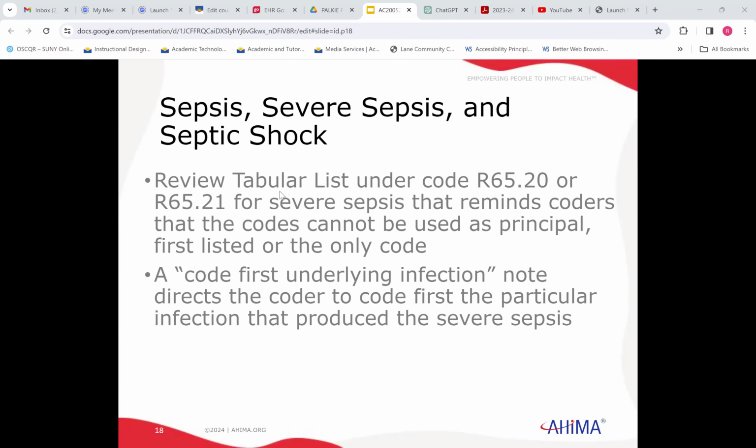Again, we're back and we're going to continue our discussion on coding infectious diseases, finishing up on sepsis and getting into HIV and other infections. Okay, let's finish up our discussion on severe sepsis.